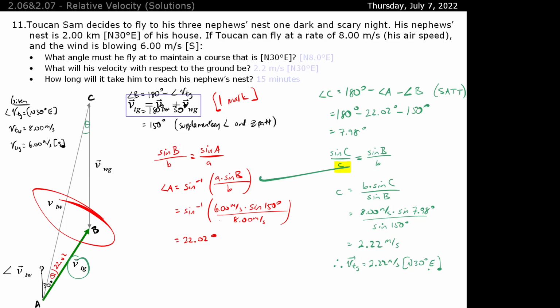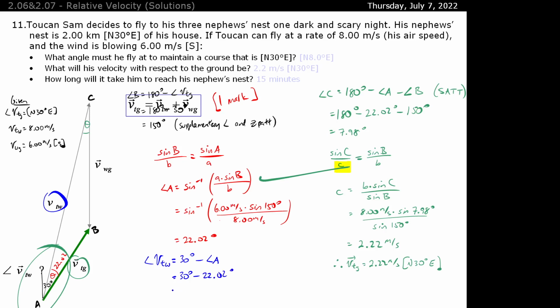Oh, we're trying to look for this angle here. Whoopsie daisy, I kind of jumped ahead. We have to figure out how he must direct himself. So this part over here will help us figure out what angle he must direct himself at. How about this? VTW. We're trying to solve for the angle of VTW, which is equal to 30 degrees subtract angle A. So 30 degrees subtract 22.02 degrees will give us 7.98 degrees.